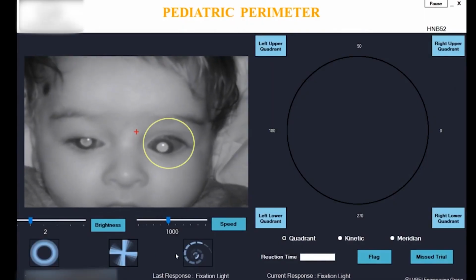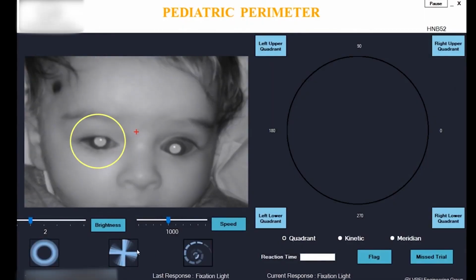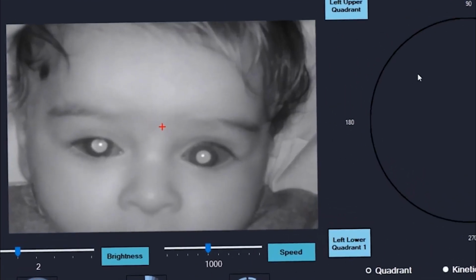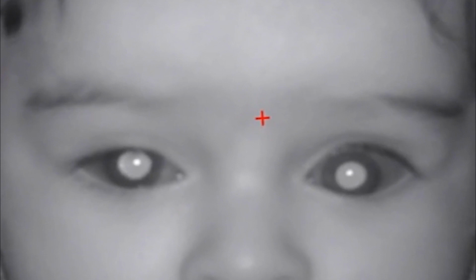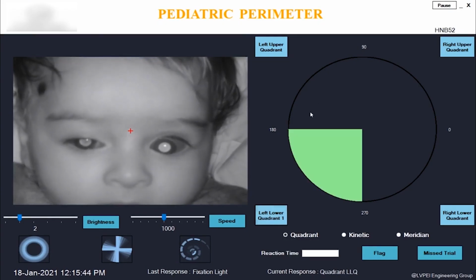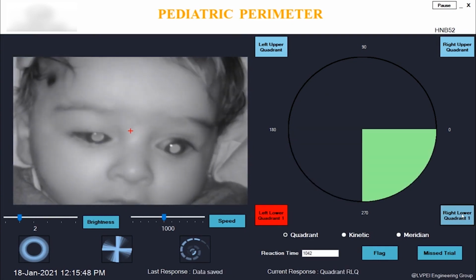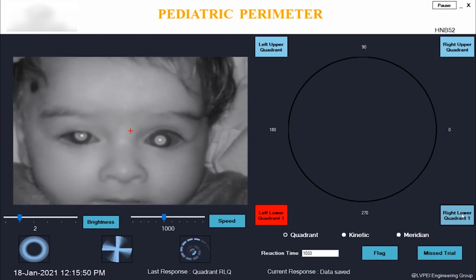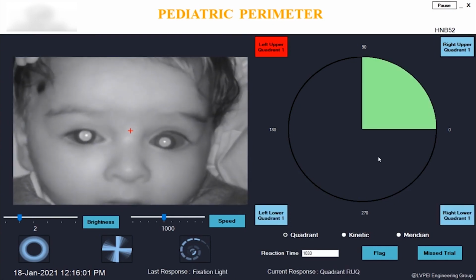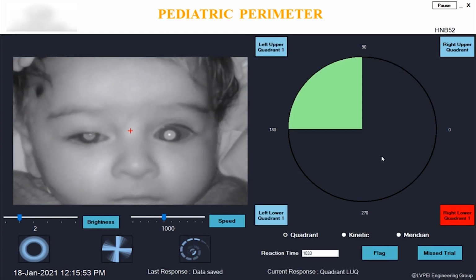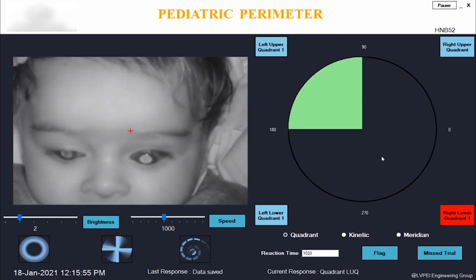Grossly, right upper eyelid retraction with ptosis in the left eye was noticed during the testing of the infant. No anisocoria was observed. Upon presentation of the static targets in the four quadrants of the dome, it was observed that the infant gazed to the left lower, right lower, and right upper quadrant, and consistently missed the left upper quadrant target.